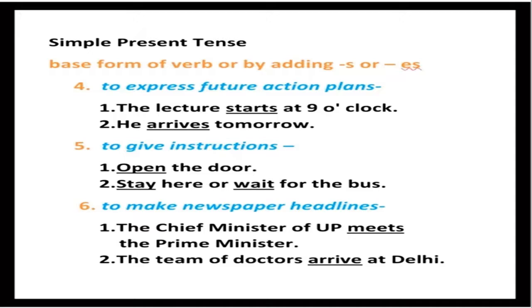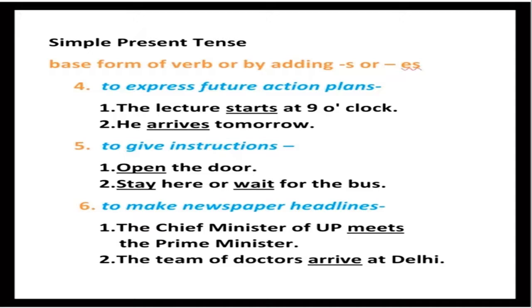And the word is used here, arrives. Next is to give instructions. Open the door. The word open is your simple present tense without adding s or es. The second one, stay here and wait for the bus. Somebody is telling someone that that particular person should stay there and wait for the bus. Stay and wait is simple present tense.